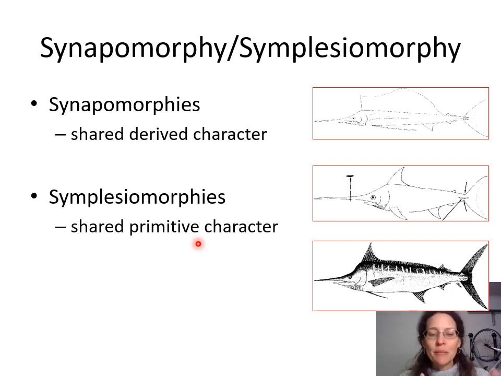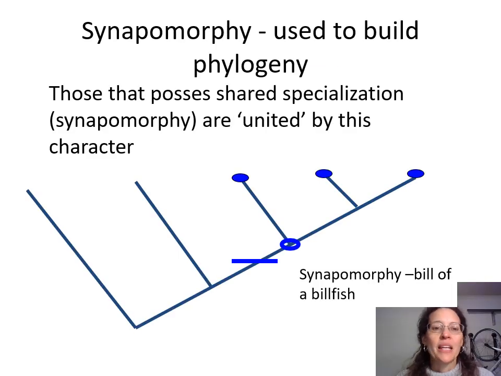So symplesiomorphies can be a little more complicated because that primitive character may not be present in all of the descendants. The synapomorphies are definitely a little bit better because it's a derived character, so it is shared by all of the descendants. So synapomorphies you can use to build your phylogenies. Those that possess that shared specialization, that's the synapomorphy, right? That derived character, are united by having that character. So we can see here, if we have a synapomorphy, the bill of a billfish, then everything else up above that is united because they have that.